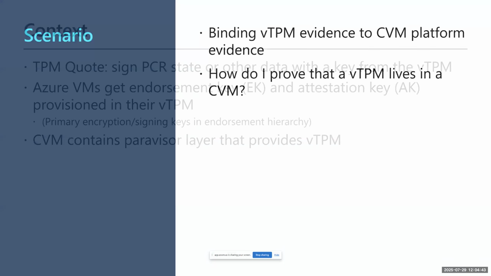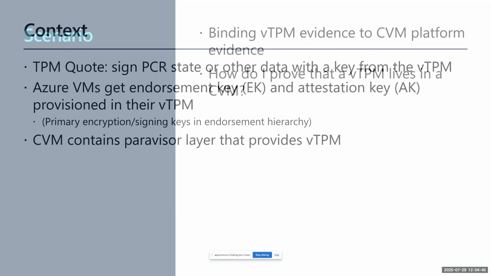I'm a relatively new guy in the TPM space, and I'm learning a lot about this myself, but I know that one of the important functions we're talking about is the TPM quote, which is, essentially, excuse me, yeah, go ahead.